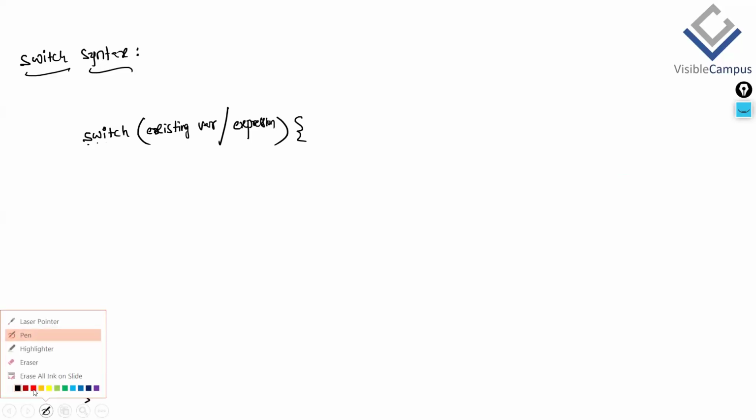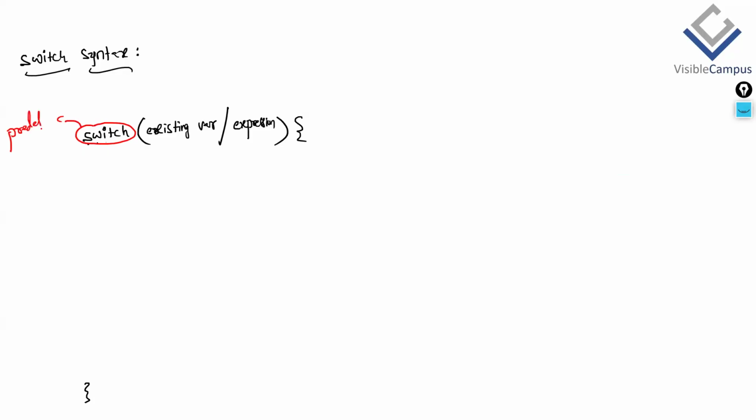Then in this, what is switch? Switch is a predefined keyword. Next, here we are writing something called an existing variable. Depending on the requirement, first we declare some data type with some variable name equal to some data, then a semicolon. This is nothing but the existing variable we have to use in place of this. This is how we use the existing variable, depending on the requirement. With examples, you'll understand much better.